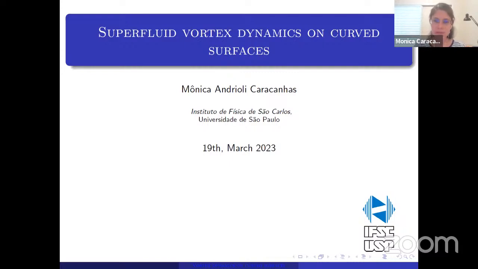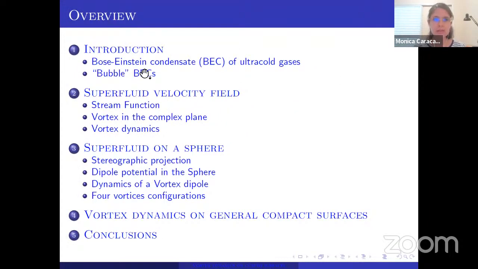Let's go to the overview of the talk. I will start with the introduction, Bose-Einstein condensates in ultracold gases. Then I'll talk a little bit about the bubble trap. Then I will describe the superfluid velocity field in the case of a 2D plane, superfluid vortices in 2D. Then go on to the main interest, superfluid vortices on curved surfaces. Here, that is basically the last topic of my talk, I generalize not just the sphere, but all axially symmetric compact surfaces. And then the conclusion.